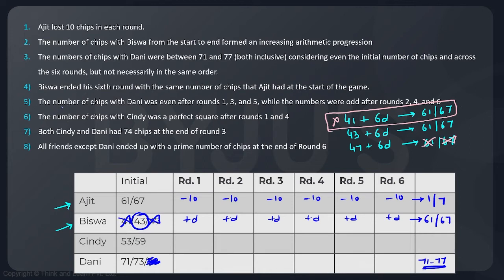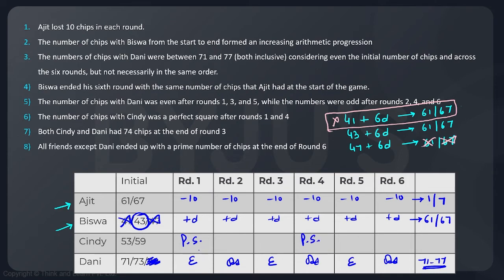Next one. The number of chips with Danny was even after round 135, while it was odd after round 246. So with Danny, after round 135, it was even, even, even. And it was odd after round 246. So it was odd, odd, and odd. Next. Number of chips with Cindy was a perfect square after round 1 and 4. So this was a perfect square after round 1. This was a perfect square after round 4. Let's have a look further now.